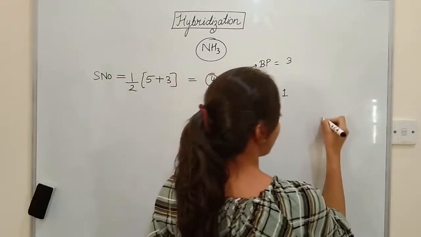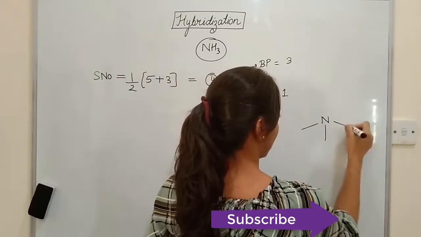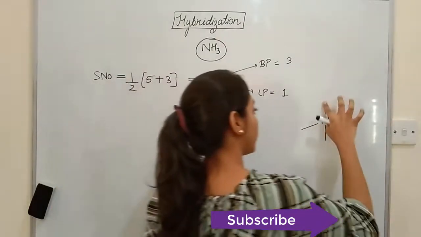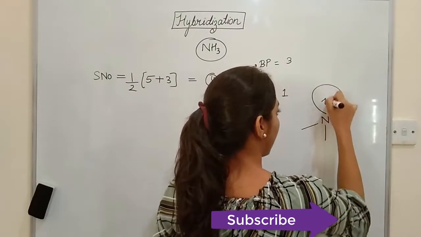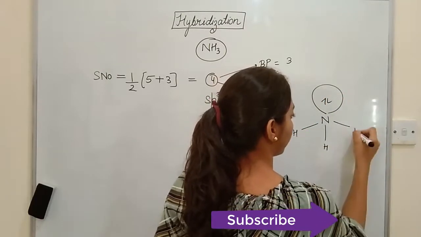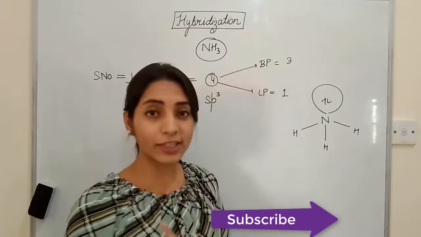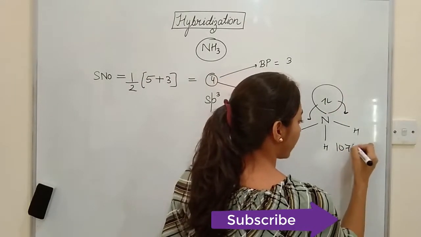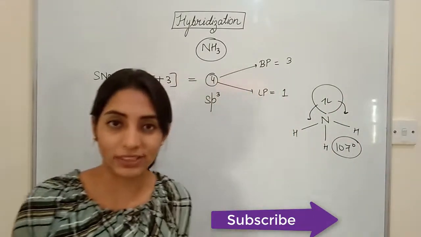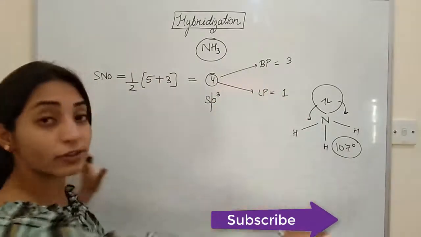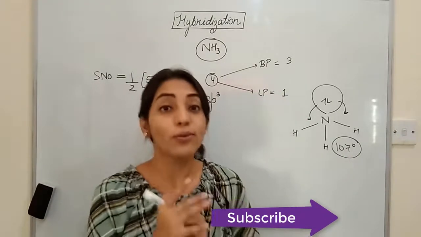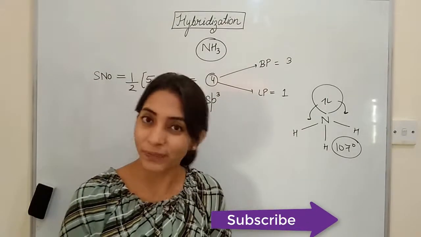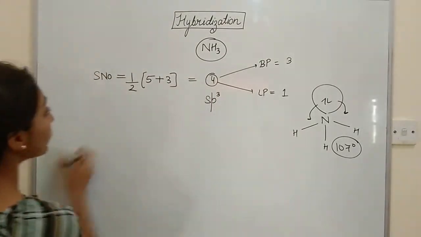So what should be the shape? It was supposed to be something like this, but out of 4 positions, 1 has to be a lone pair. So remove this one, and this is hydrogen, hydrogen, hydrogen. I also told you the shortcut that the lone pair will repel the hydrogens, so the bond angle comes out to be 107 degrees. This was the entire shortcut we had discussed. Now we will study how ammonia actually gets this kind of shape. Let's get started with the same procedure.